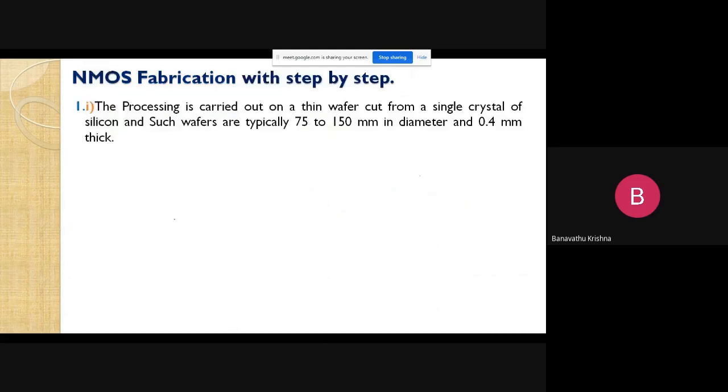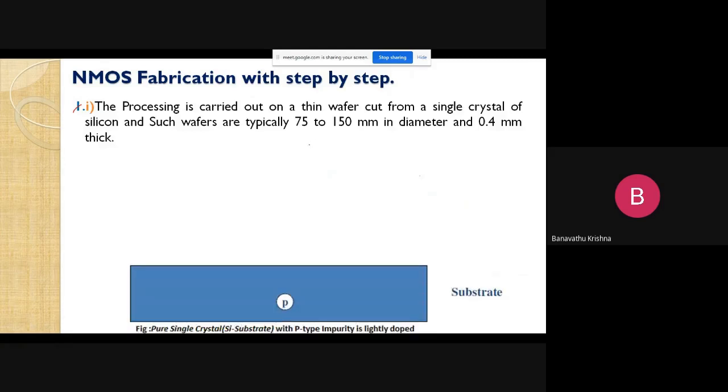The first step here is that the processing is carried out on a thin wafer cut of single crystal silicon, and such a wafer is typically 75 to 150 mm in diameter and 0.4 mm in thickness. So this is the layer here.